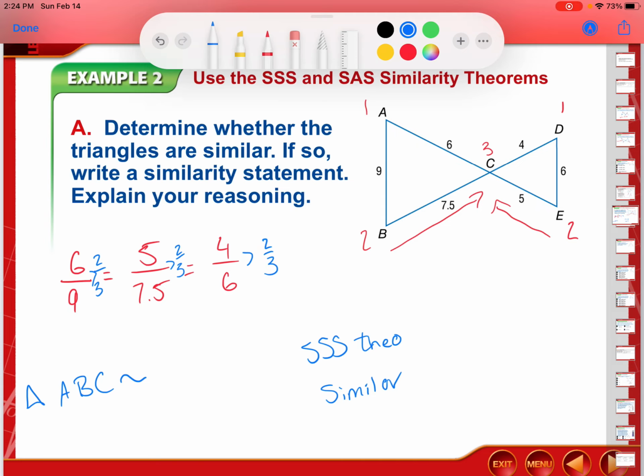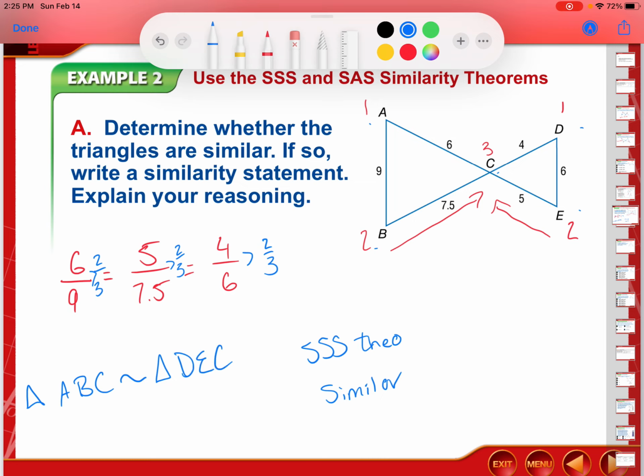So, anyway, 1, 2, 3. So I went A, B, C, 1, 2, 3. Now I'm going to have to do that same thing on this second triangle. So I'm going to draw my triangle sign. I'm going to go 1, 2, 3. So D, E, C.